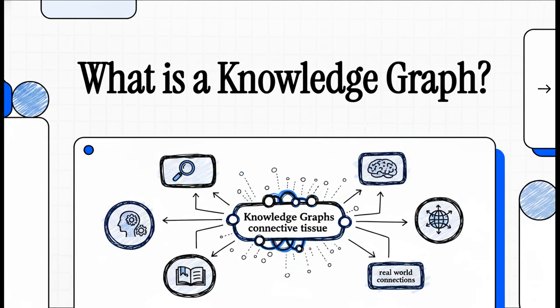What if your AI didn't just fetch information, but actually understood how everything in the real world connects? That is the promise of knowledge graphs. Welcome to this explainer. Today, we're unpacking a technology that giants like Google, Microsoft, and Amazon rely on every single day, and one that's quickly becoming the literal connective tissue of modern AI.